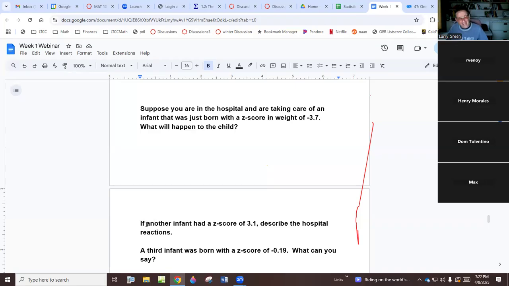Okay. Now let's do another example. Let's suppose that the next infant that was born had a z-score of 3.1. Now, what can you think? Triplets 1 pound each? Yeah, that would be like a negative 3.7. Okay, that's also an extreme outlier. So what do you think is going to happen now?